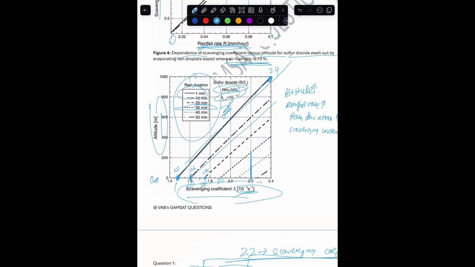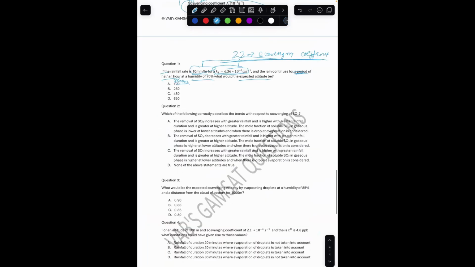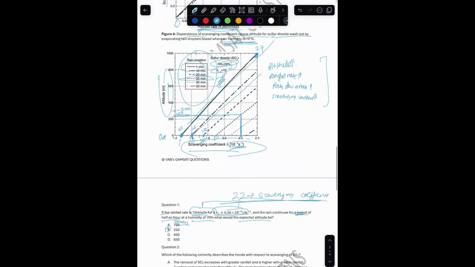So if we draw across, that's 300. So that would be 250. Okay, so your answer here is 250. That's what your expected altitude is going to be.